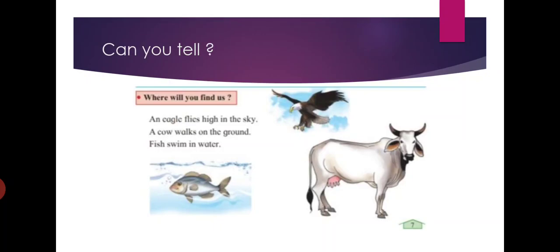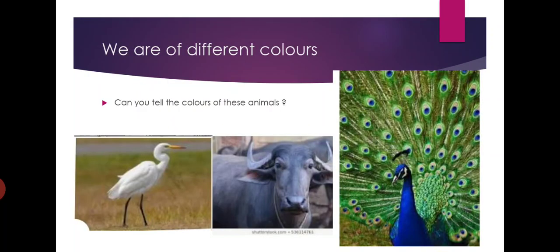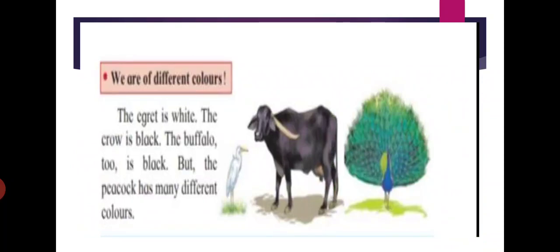Yes, an eagle flies in the sky. A cow walks on the ground and fish swim in the water. In the next picture, there is an egret, a buffalo and a peacock. What do you find, students? Yes, these animals are different in colors. So these animals are telling us that we are of different colors. The egret is white, the crow is black, the buffalo too is black. But the peacock has many different colors.